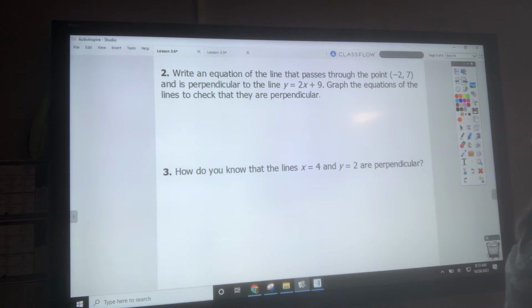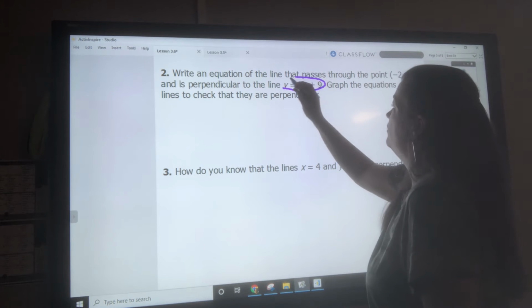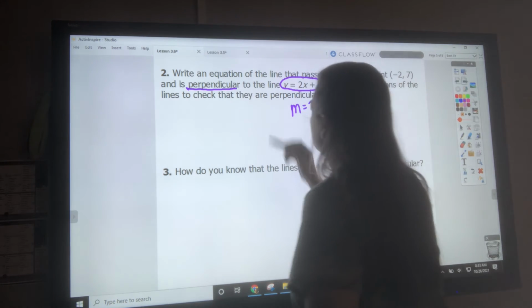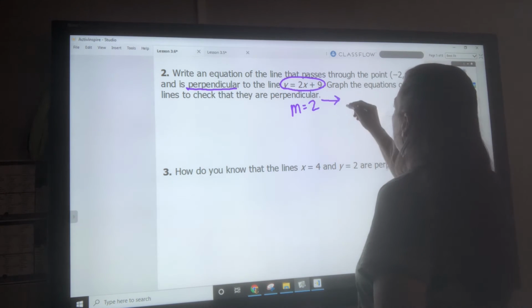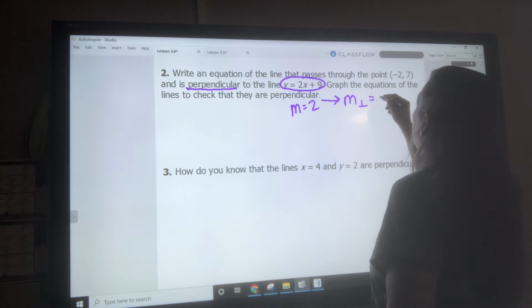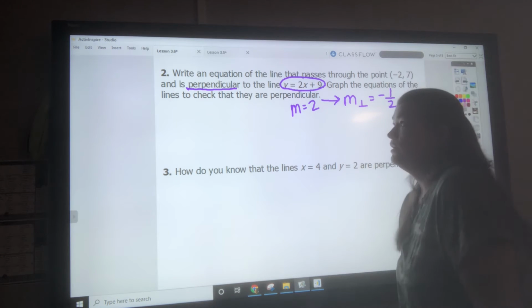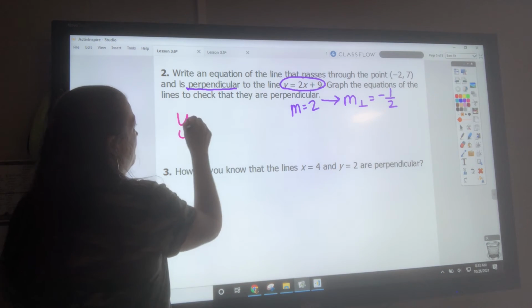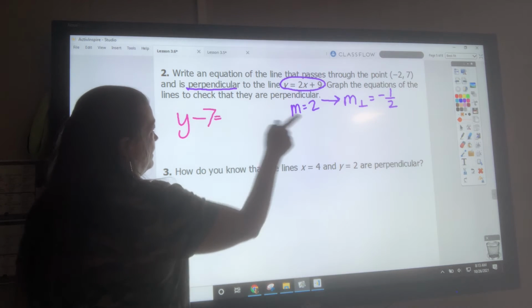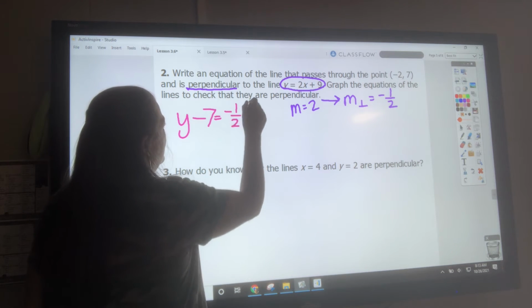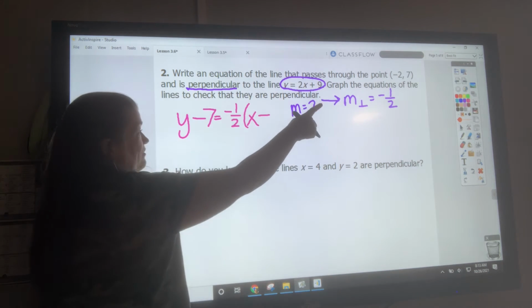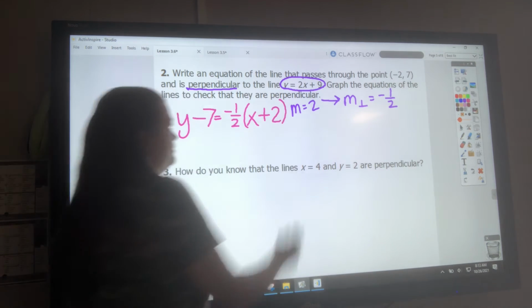Write an equation of a line that passes through this point and is perpendicular to this line. This line has a slope of 2. If it's perpendicular, my slope will not be 2. My slope will be the perpendicular slope, which is, again, -1/2. So now I just fill in the point-slope form: y minus the y value equals my slope, -1/2, times x minus the x value. In this case the x value is -2. So I'll change this to +2.